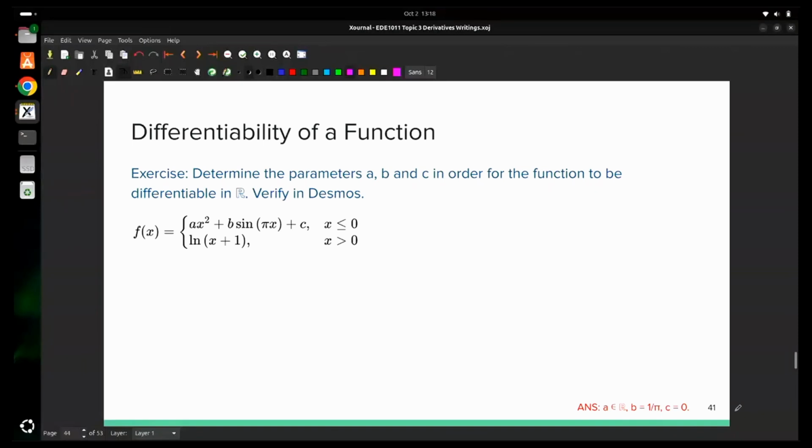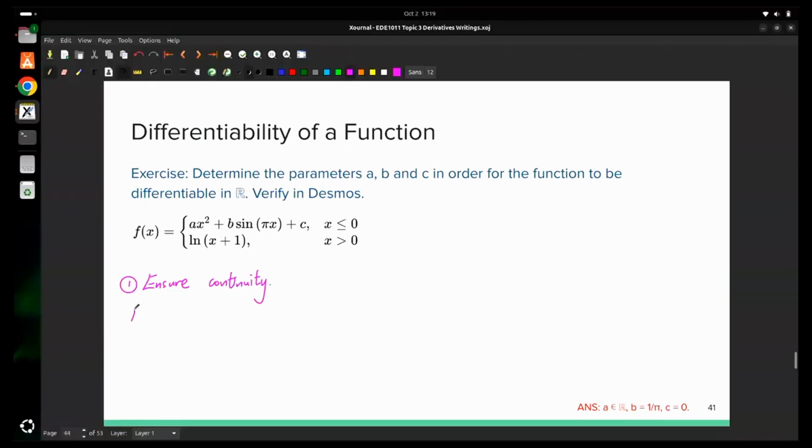Right, so now we apply the conditions on this given function. Right? So you're just going to determine the parameters A, B, C in order for the function to be differentiable in R. And we'll also verify in Desmos. Okay? Yeah, so we have 2 conditions, correct or not? So the first condition is ensure continuity. Right? Ensure continuity. So how to ensure continuity? Now you notice that this ax squared plus b sine pi x plus c itself is continuous. Correct or not? So the first function is continuous in the interval.